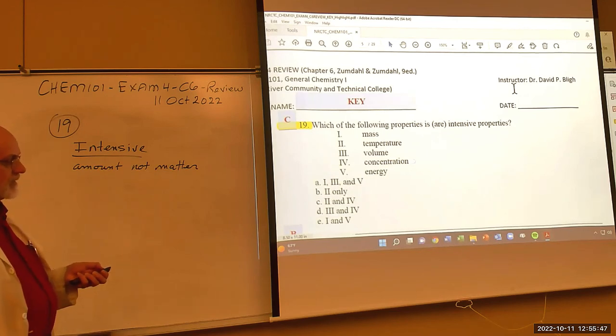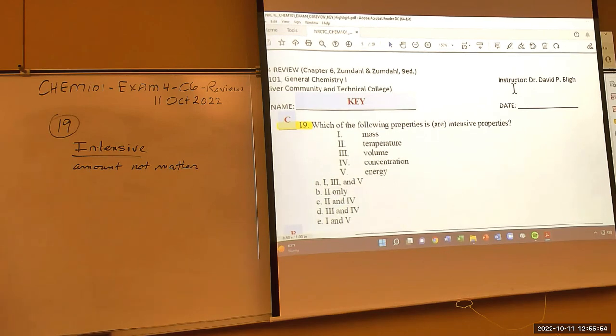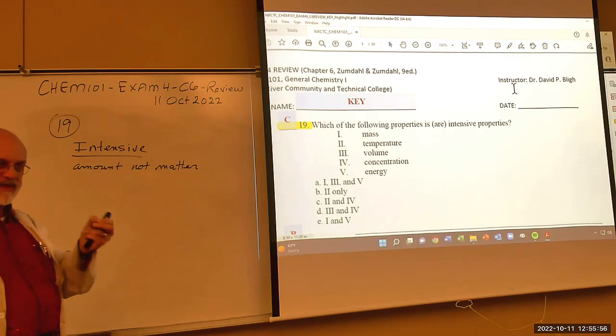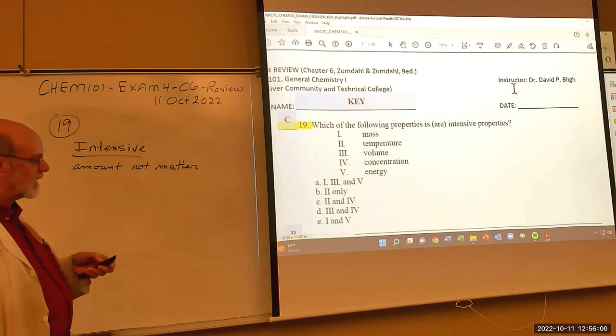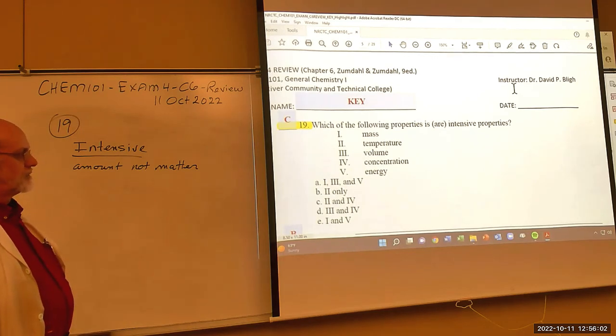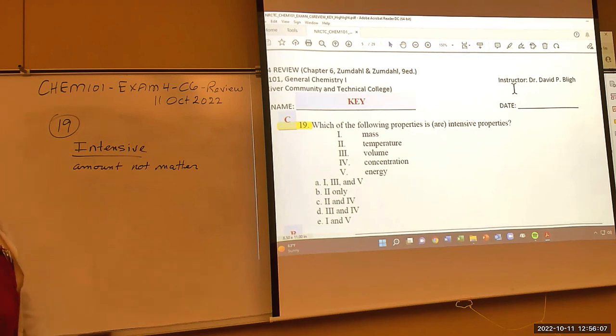Concentration. That is intensive. Right. Concentration in your solution, doesn't matter how much of the solution you got. If you've got a concentration value, it's going to be that no matter how much you pull out of that container. Energy. Energy is not an intensive property because the amount of whatever goes into it determines the energy. There should only be two, Roman numeral two and Roman numeral four.